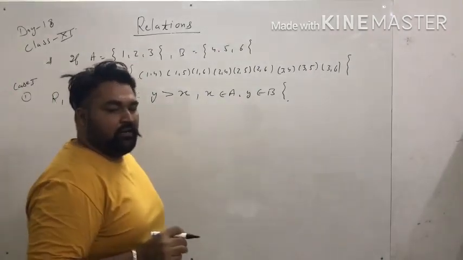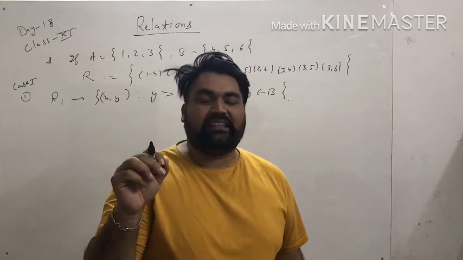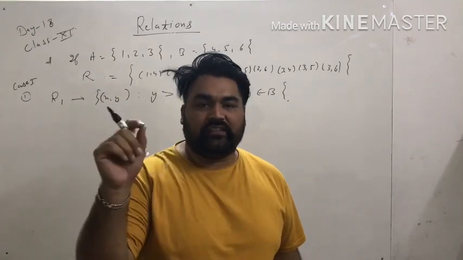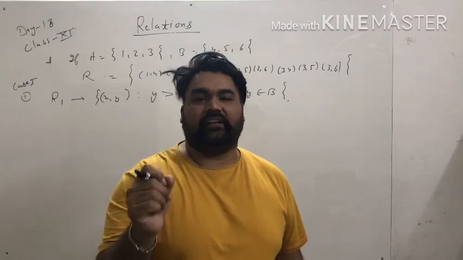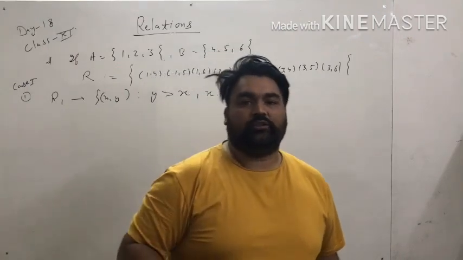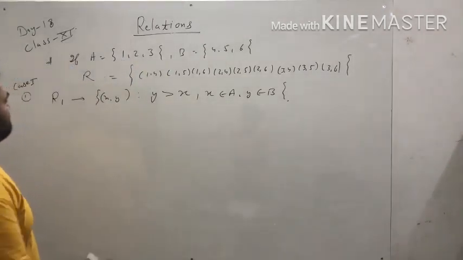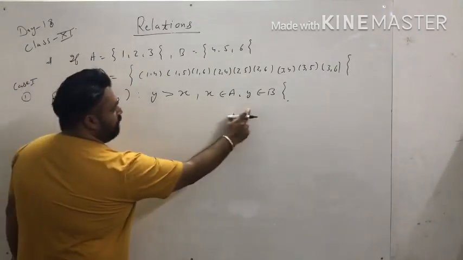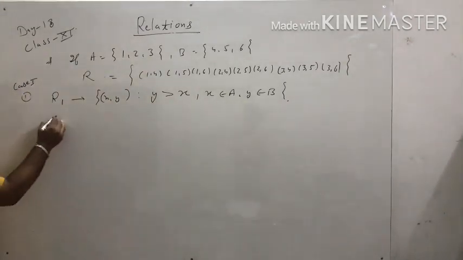One thing to remember, a relation can be represented basically in 3 ways. The first is set builder form, the second is roster form, and the third is the arrow diagram. For example, this is a set builder form. Now this is a condition: y is greater than x.